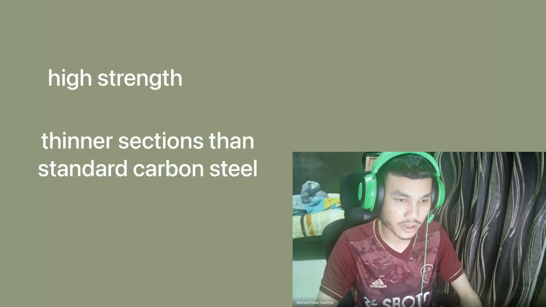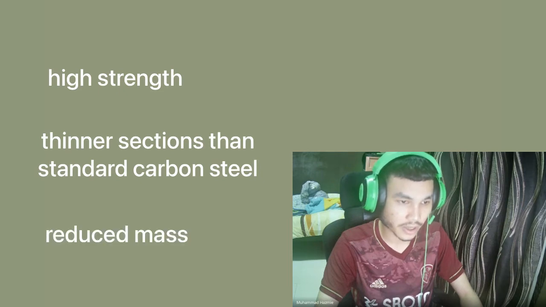Stainless steel alloy has high strength and can be made in thinner sections than standard carbon steel. The reduced mass enhances the hydrodynamic flow conditions and efficiency of the water turbine. And lastly is our manufacturing process for the aluminium and stainless steel. We will use sand casting.